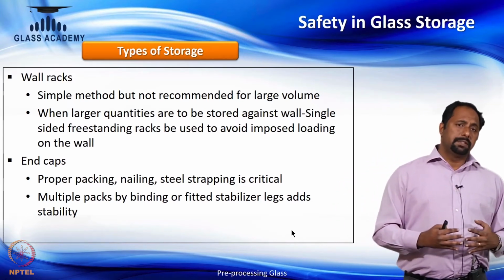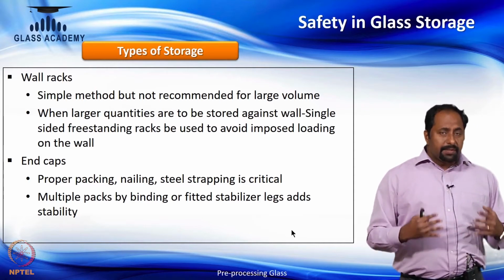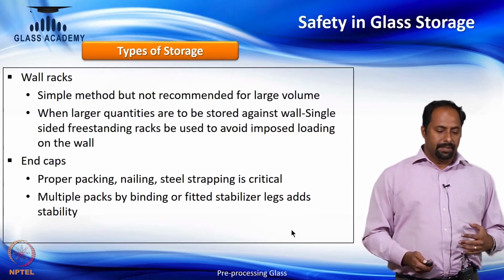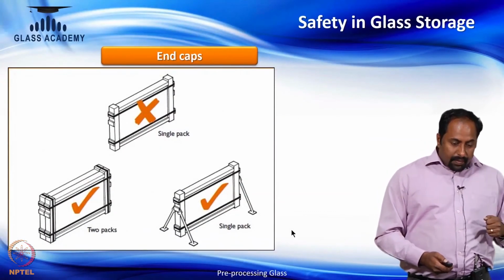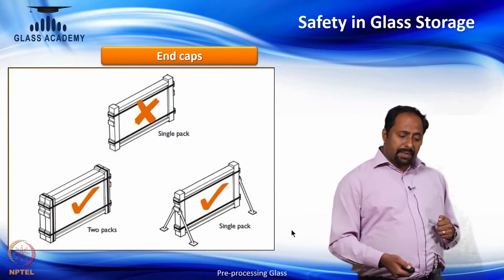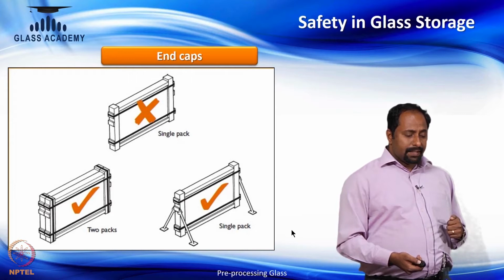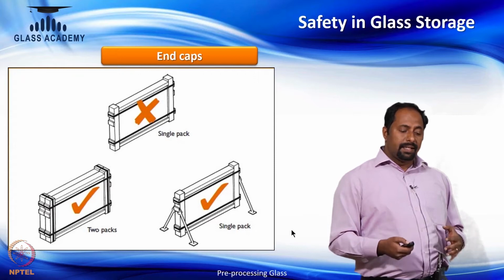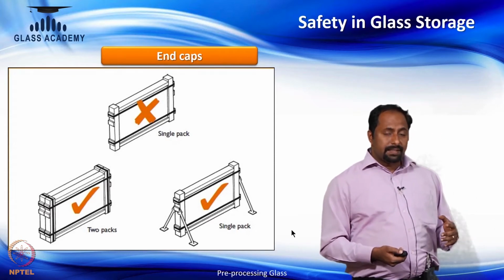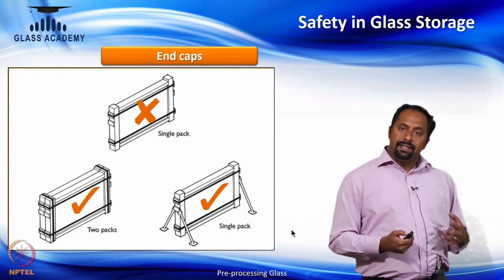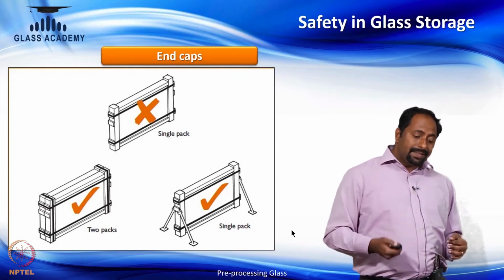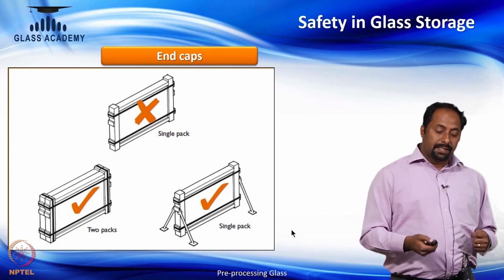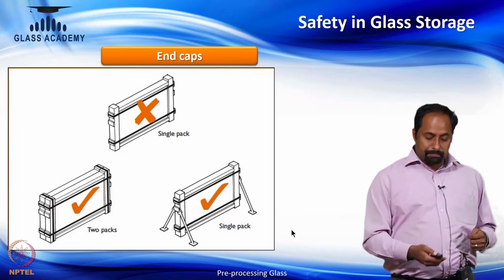So basically what is discussed here is that we need to have a methodology of stacking or storing the glass, which is very important for safety. We can see the end caps. Here in the picture you can see a single pack, which is based on stability. A single pack will not be that stable. When two packs are kept and bundled with a steel strap, it is safe. Or else, if you are keeping a single pack, then it has to be with the support shown in this picture.